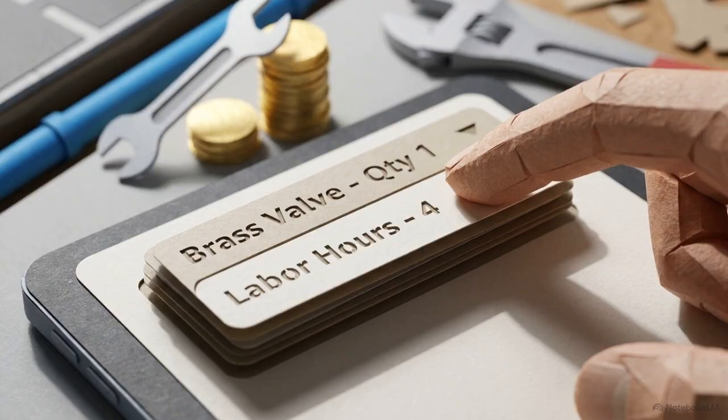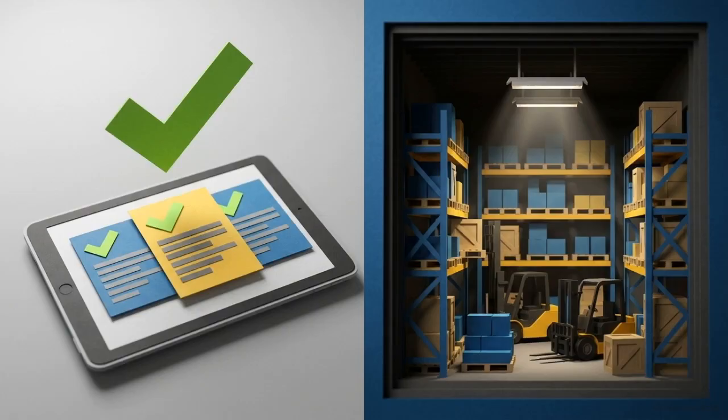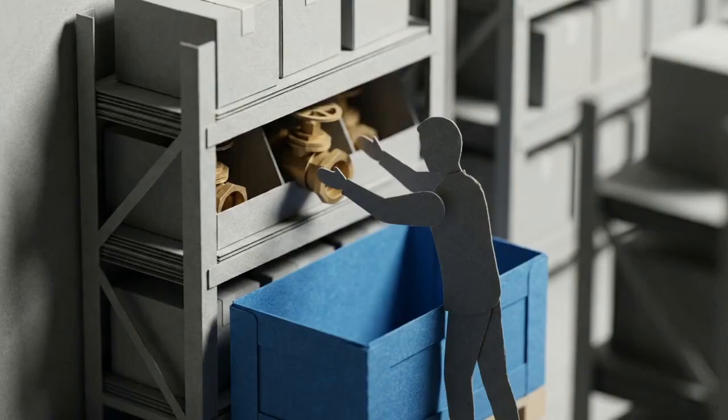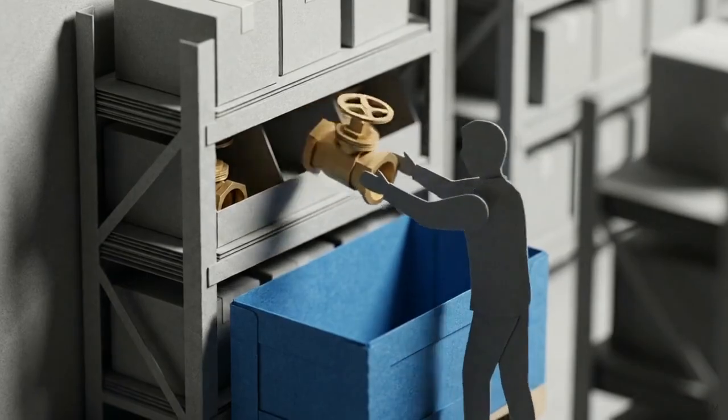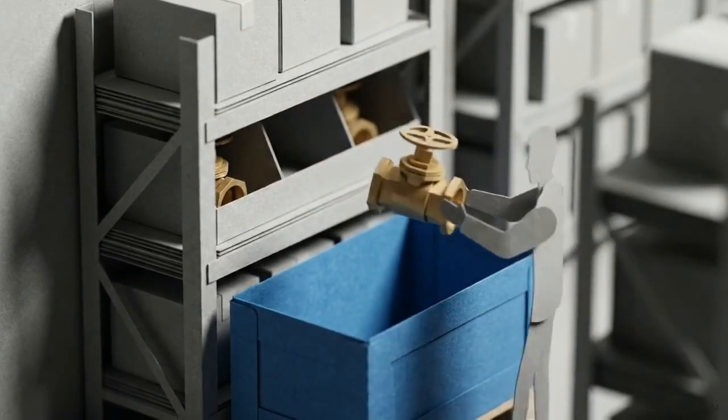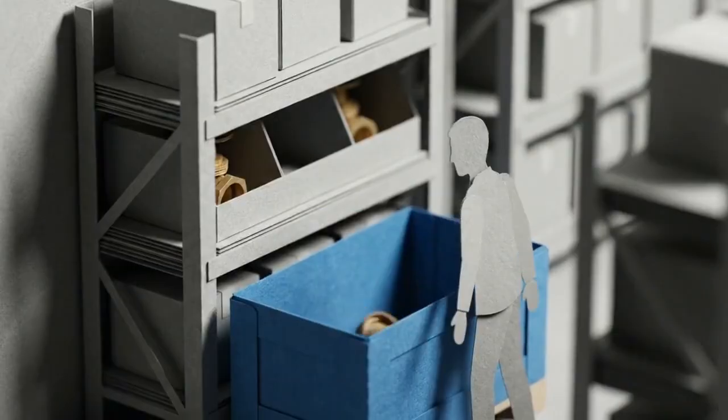Fixing the broken valve requires some very specific resources. The crew logs a new physical part and 4 hours of specialized labor to get the water flowing correctly again. The moment those materials are added to the work order, the storeroom module instantly deducts the physical parts from the city's active inventory warehouse to adjust the stock on hand.